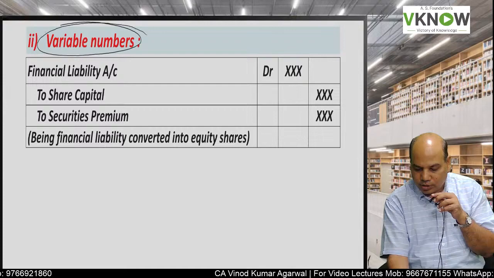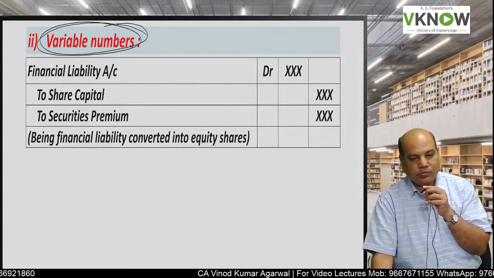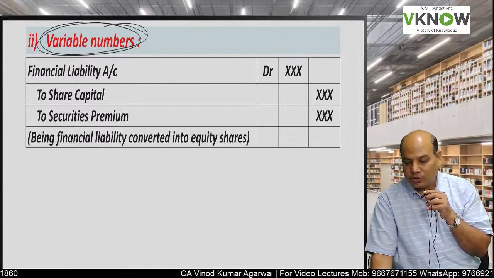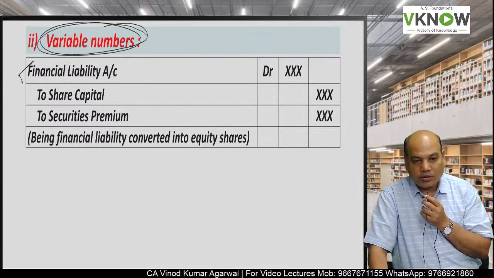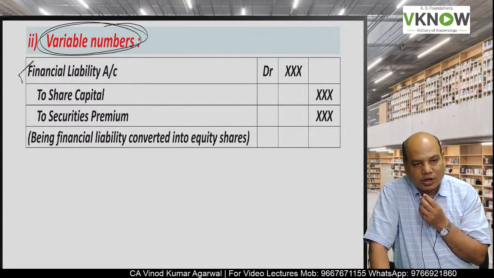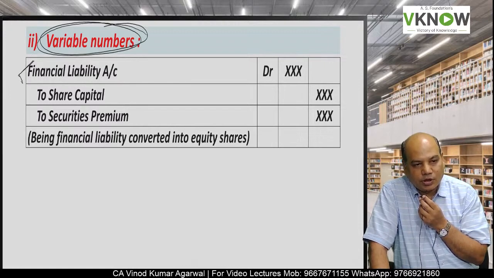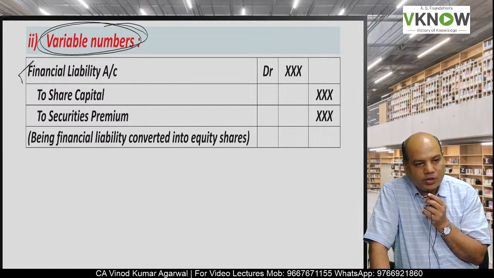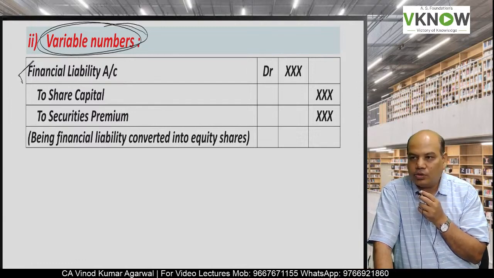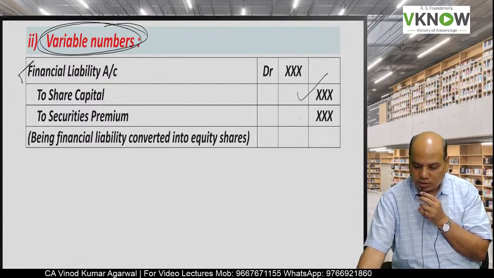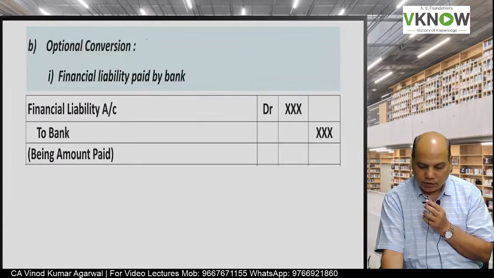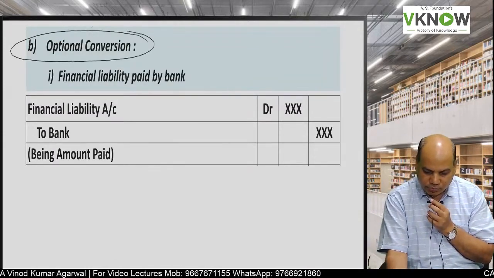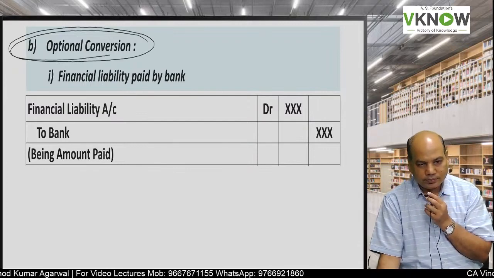If a variable number of shares have to be issued, that means the instrument was earlier treated as a financial liability, because a variable number of shares to be issued means the instrument is a financial liability. So financial liability account debit to share capital and the excess amount to securities premium. That was mandatory conversion. Now optional conversion.